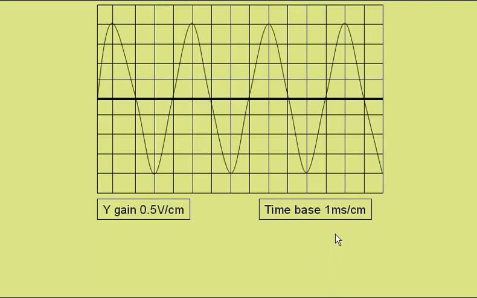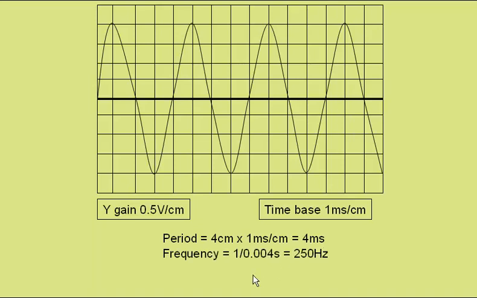Here we have a time base setting of 1 millisecond per centimeter, and this wave has a period from, for instance, here to here, covering 1, 2, 3, 4 centimeters. So the time period for this wave is 4 centimeters multiplied by 1 millisecond per centimeter, giving 4 milliseconds. The frequency is 1 over the time period at 250 Hz.